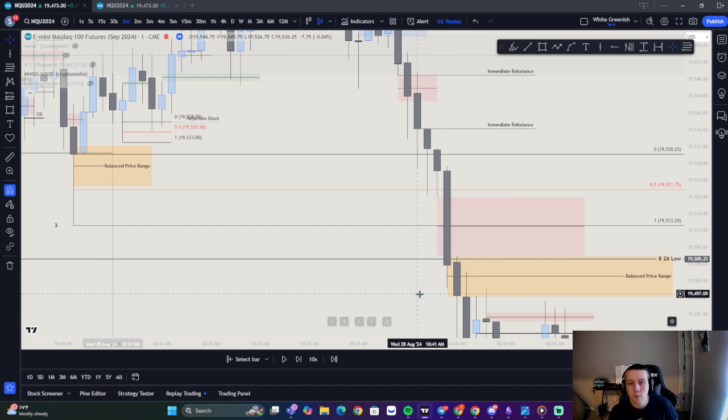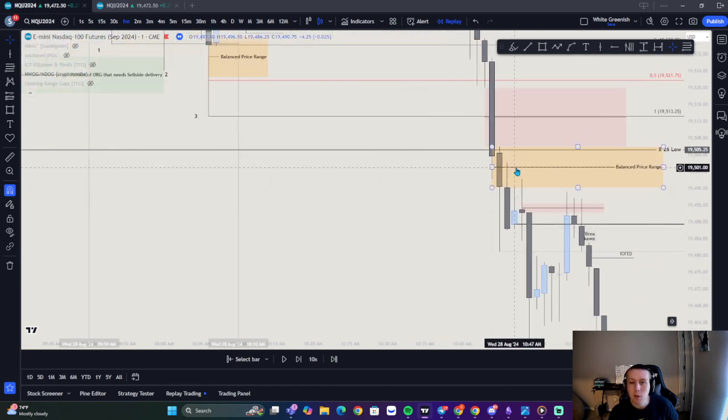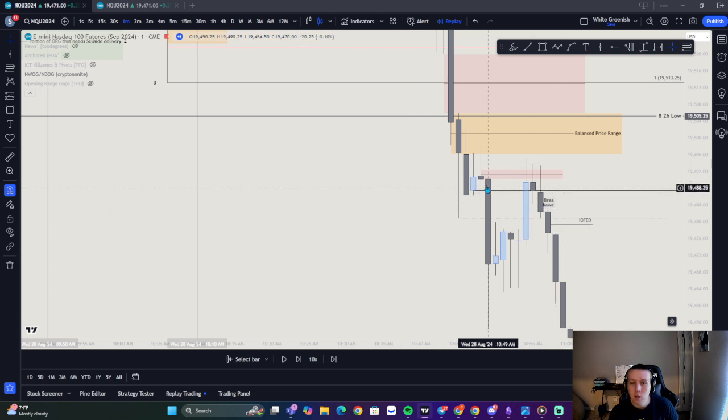Once we close below that, this now is a breakaway gap. We don't really need to trade back up into that. We create a balanced price range. We're respecting that. We have this up close candle that we're respecting. Look at the bodies. We're respecting mean threshold of that. I actually do want to get that measurement.